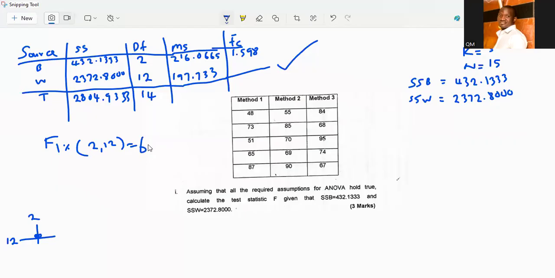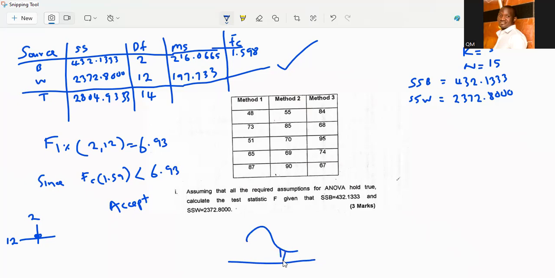6.93, that is our reading. So is this more than that? No. So we can say since F calculated, which is 1.59, is less than what we found in the table, 6.93, what do we do? We accept H0. By accepting H0, we mean there's no significant difference between the means. Whenever there's a difference between the means, it means that we are rejecting H0. So it is always a good thing whenever we're rejecting, meaning there's a statistical difference.